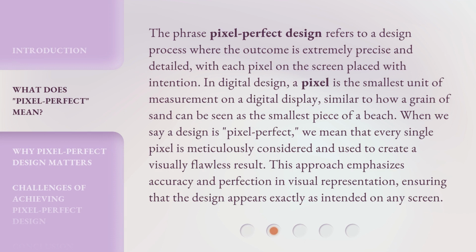The phrase pixel-perfect design refers to a design process where the outcome is extremely precise and detailed, with each pixel on the screen placed with intention. In digital design, a pixel is the smallest unit of measurement on a digital display, similar to how a grain of sand can be seen as the smallest piece of a beach. When we say a design is pixel-perfect, we mean that every single pixel is meticulously considered and used to create a visually flawless result. This approach emphasizes accuracy and perfection in visual representation, ensuring that the design appears exactly as intended on any screen.